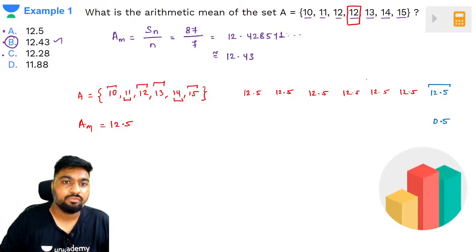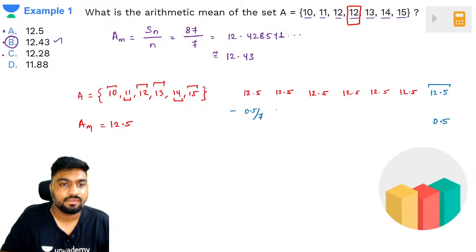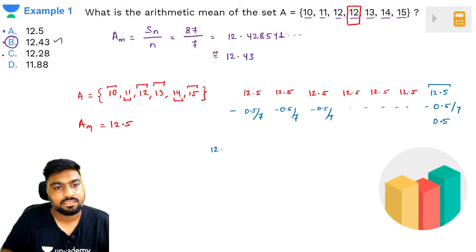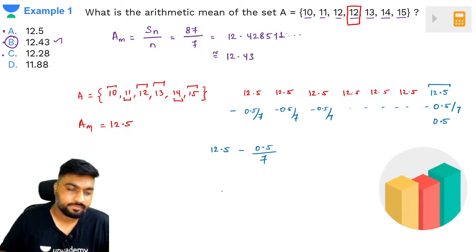That is, this extra 0.5 will now be removed from each of these terms. So from here I will be removing 0.5 by 7. From here also 0.5 by 7. From here also 0.5 by 7. All the way till here. Removal. So what will be our answer? 12.5 minus 0.5 by 7. Got it?